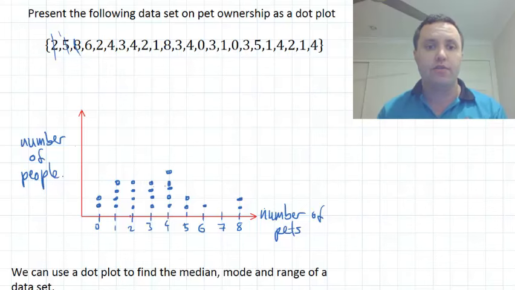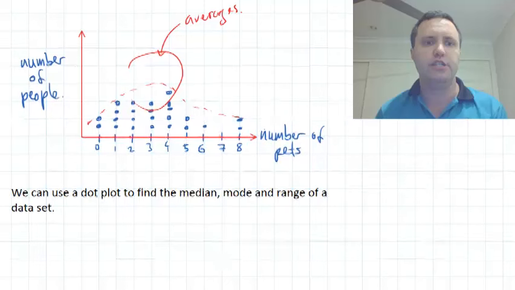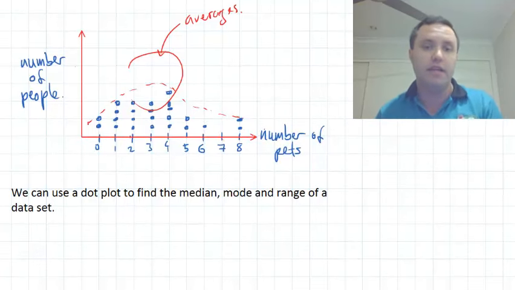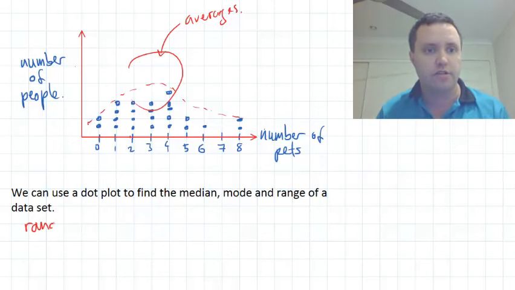This looks nice and pretty, and we can think about this like we did before. The data is kind of shaped like this, so we expect that probably here's where we're going to find our averages. Now we can actually use these dot plots to find the median, mode, and range of a data set. Let's have a look at how we're going to find our range. Remember, range is the highest minus the lowest. Our highest value is 8, and lowest is 0. So 8 minus 0 is 8.